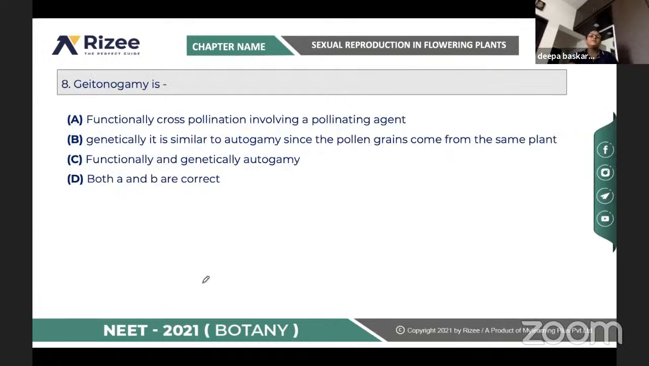And the next question is, geitonogamy is functionally cross-pollination involving a pollinating agent. Genetically, it is similar to autogamy since the pollen grains come from the same plant. Functionally and genetically, autogamy. Both A and B are correct. So here, let us see about the types of pollination. Okay, so pollination types.